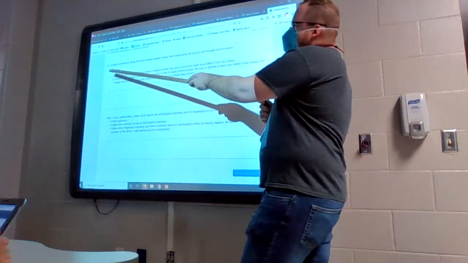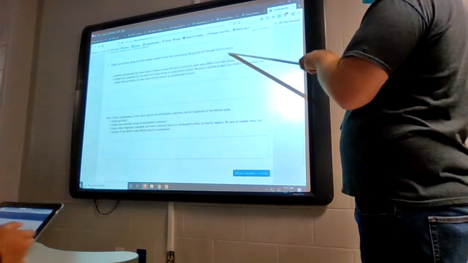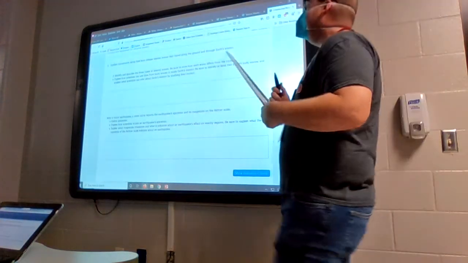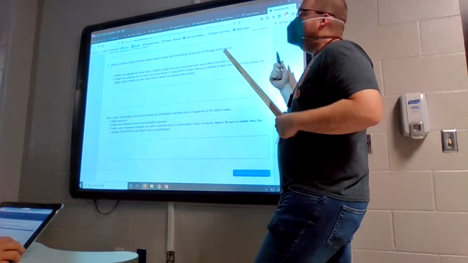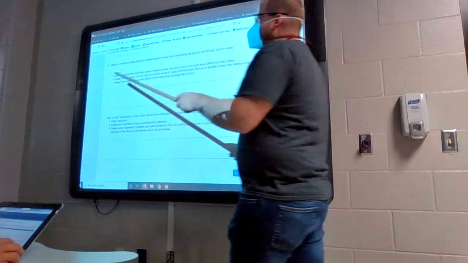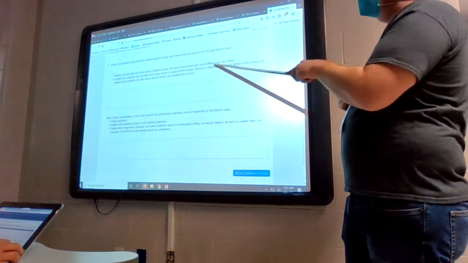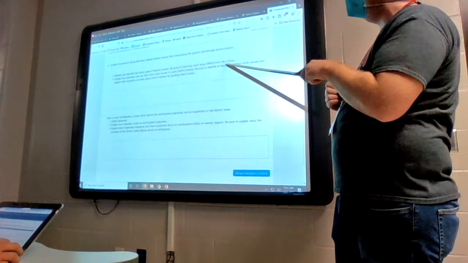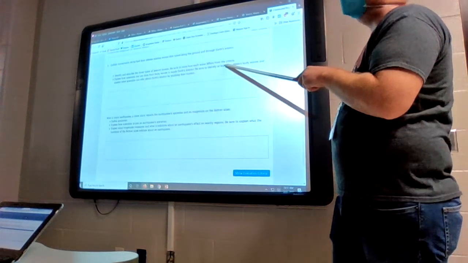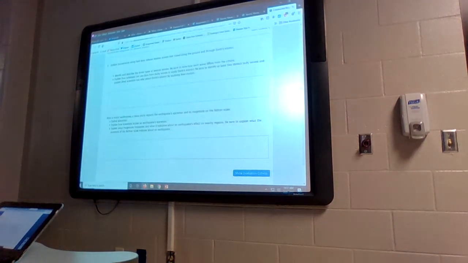So number one, sudden movements along fault lines release seismic waves that travel along the ground through the Earth's interior. That's an earthquake. So we're talking about the waves that are generated when an earthquake happens. First part, identify and describe three types of seismic waves. Be sure to note how each of the waves differs from the other one. So we need to talk about the three different types of waves.